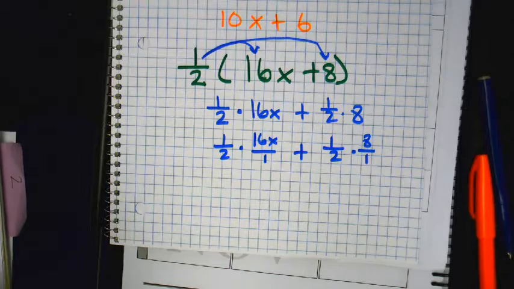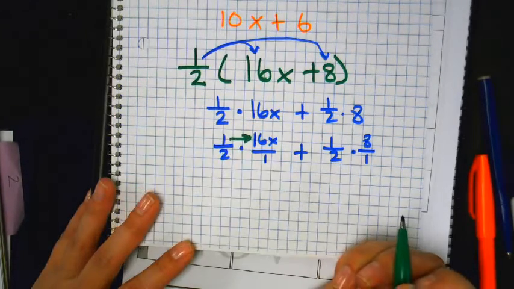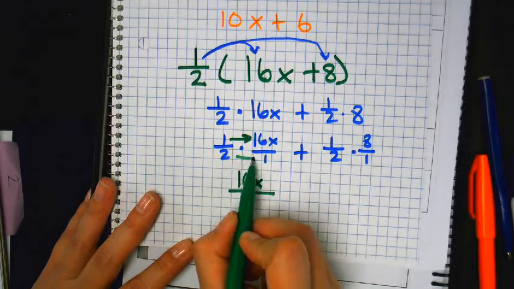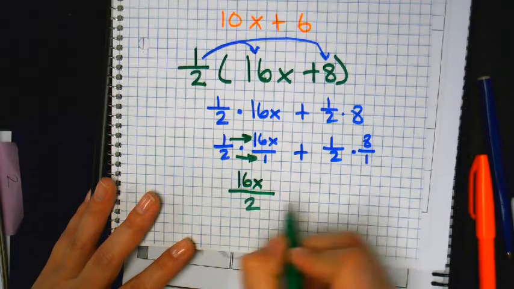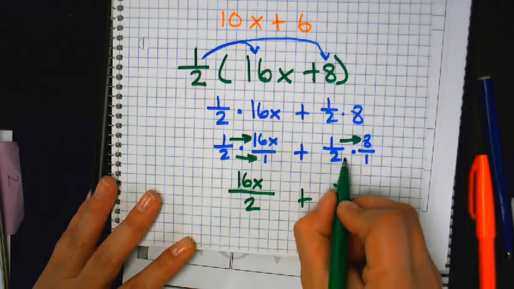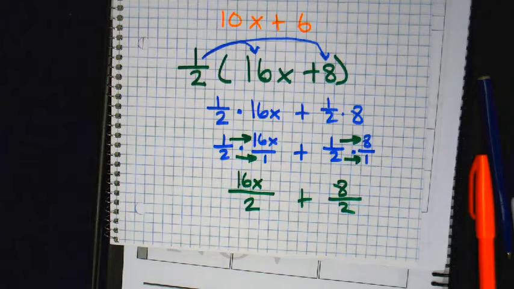Stay with me. What's 1 times 16? 16. What's 2 times 1? 2. What's 1 times 8? 8. What's 2 times 1? 2. You multiply fractions by multiplying straight across.